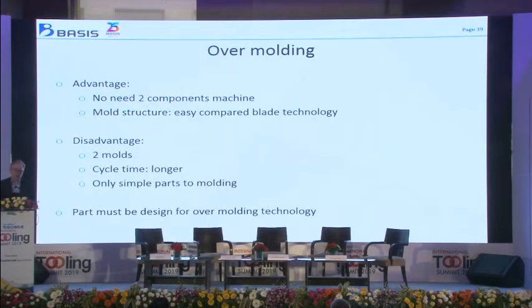Advantage, no need for a two-component machine. The structure is easy compared to blade technology, simple. Disadvantage, we need two molds, cycle time is longer, and we can do only simple parts. The part must be designed for overmolding technology.